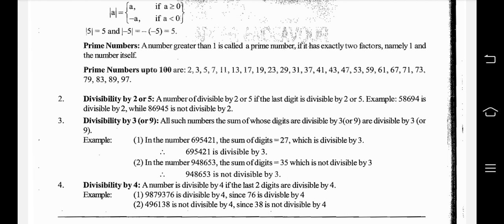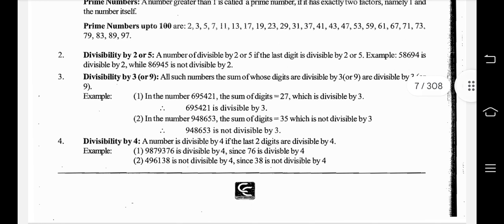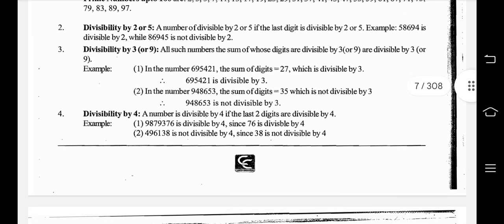Then divisibility by 2 or 5. A number is divisible by 2 or 5 if the last digit is divisible by 2 or 5. Example given. Then divisibility by 3. All numbers the sum of whose digits is divisible by 3 are divisible by 3. Then divisibility by 4. A number is divisible by 4 if the last two digits are divisible by 4.